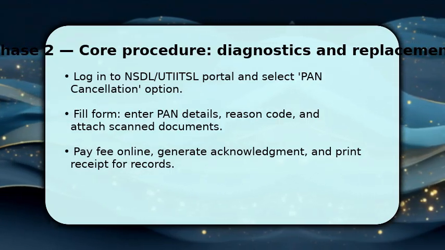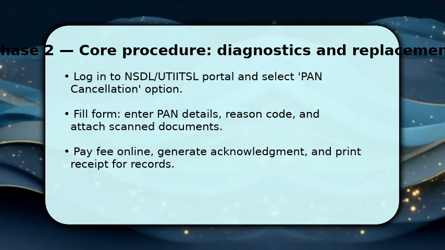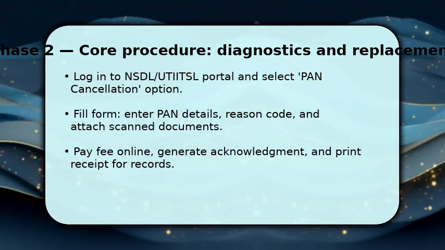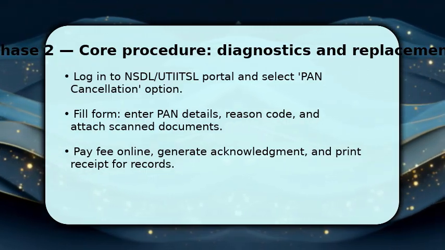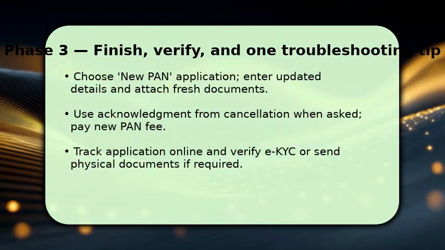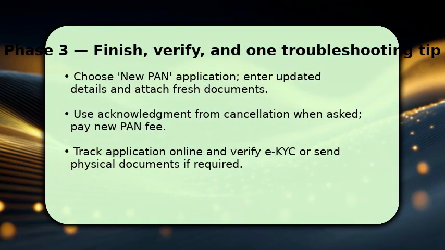Make sure to print the receipt and the filled form. You will need them to track status or submit any physical documents at a facilitation center. Finally, you apply for the new PAN and finish the task.